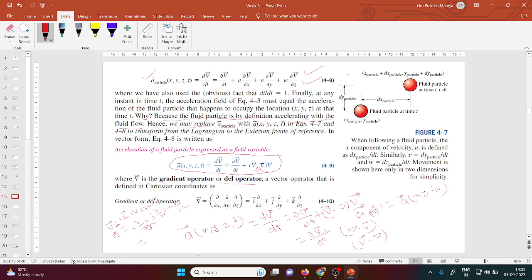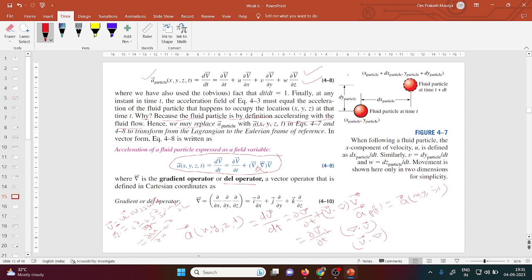When you multiply, what will you get? You will get ∂u/∂x plus... So if you are applying the del operator on V, then we will get this gradient form. I mean, ∂u/∂x plus ∂v/∂x.